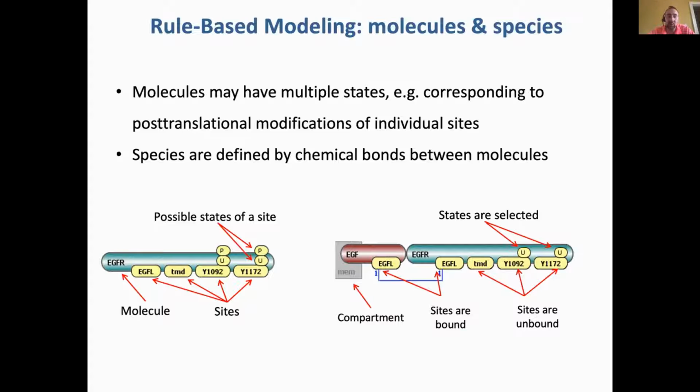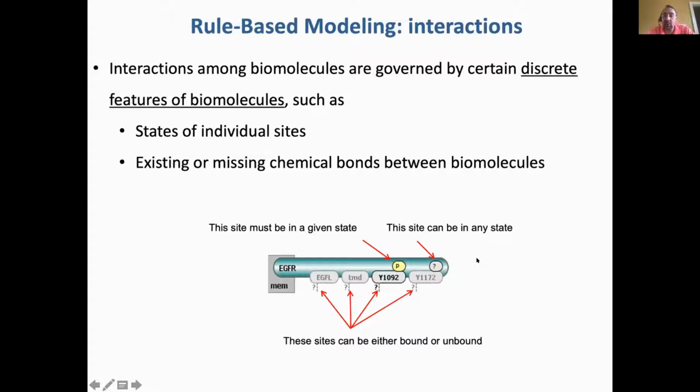So we have molecules, and molecules have different sites. Sites serve for binding to other molecules, or they can also have states. In this case, EGFR has an EGF-like domain for binding to ligand, a transmembrane domain, and two phosphotyrosines that can be on and off, phosphorylated or unphosphorylated. And then there are species, the same as in a regular reaction network. They are just connected molecules. And then you have interactions.